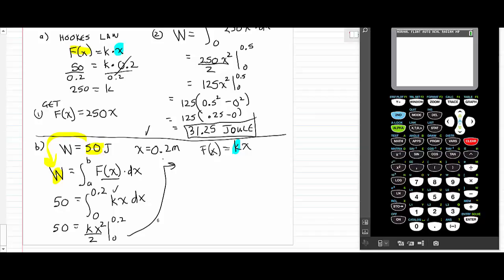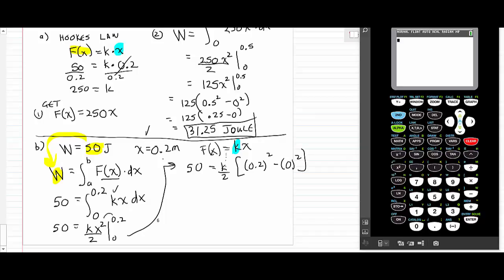Okay, so you can do that. Now we need to use the fundamental theorem to work this out. Ultimately, we've got to solve this equation for k. So we have 50 equals k over 2. See, that k over 2 is a constant, so that's not a part of your evaluation. Then you plug in your limits, so you would have 0.2 squared minus 0 squared, like that.